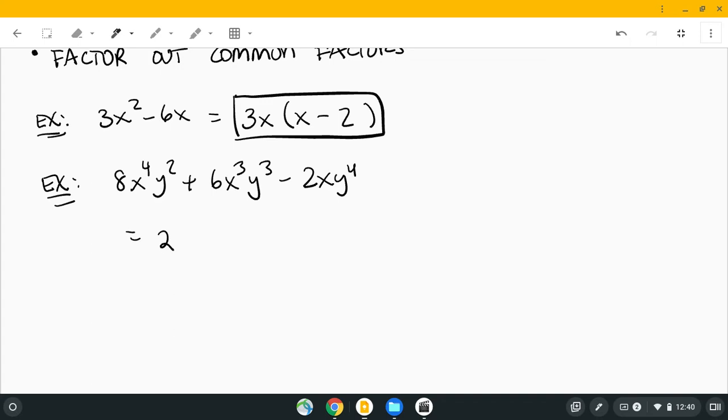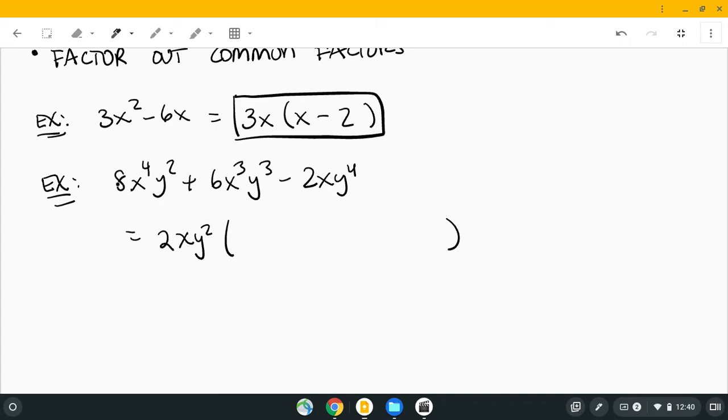They all have x in common, at most only 1. And they all have y. This one has 4, this one has 3, this one has 2. So they all have at least 2. Okay, so that would be my common factor, 2xy squared. Then I need to figure out what goes inside here to get this back.